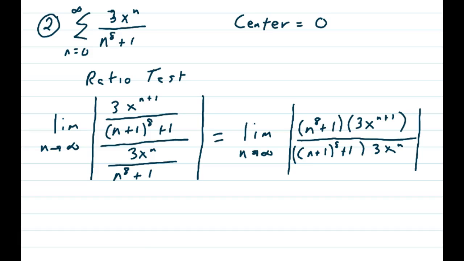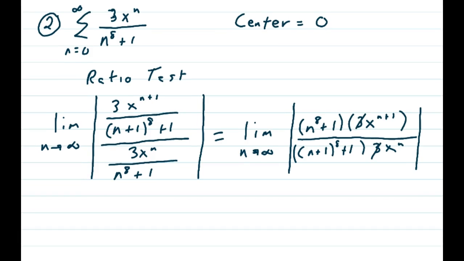The limit as n approaches infinity, we take the n plus 1 term and put it over the nth term. That gives us 3x to the n plus 1 over n plus 1 to the 8th power plus 1, over 3x to the nth over n to the 8th plus 1. We have done this before where we flip the fractions upside down, and we get the limit as n approaches infinity of the quantity n to the 8th plus 1, times 3x to the n plus 1, over n plus 1 to the 8th power plus 1 times 3x to the nth.